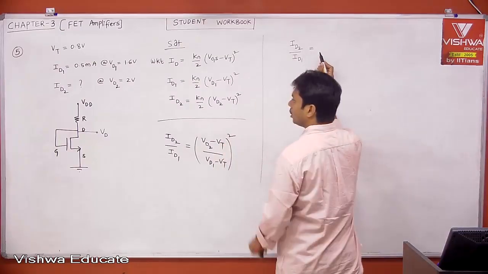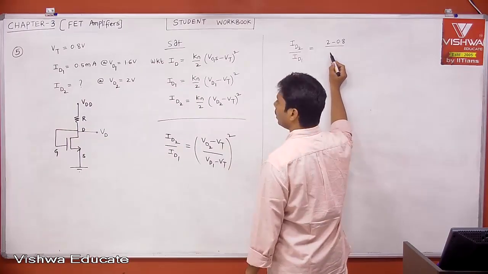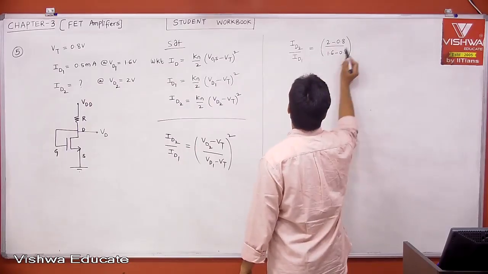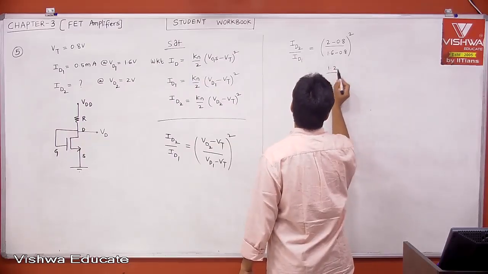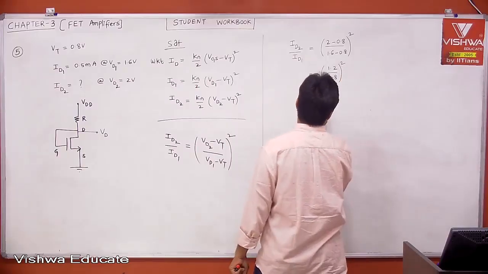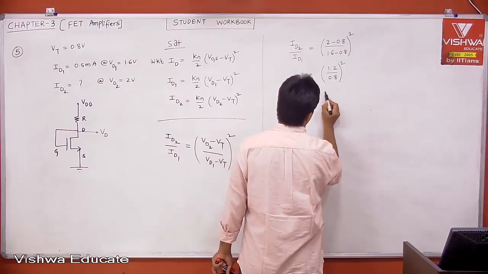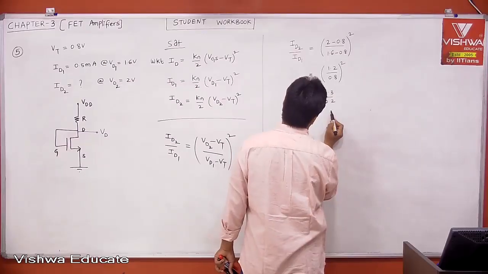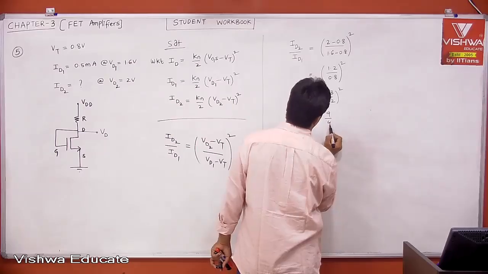is equal to (VGS2 minus 0.8) divided by (VGS1, 1.6 minus 0.8) whole square. What is 2 minus 0.8? 1.2. 1.6 minus 0.8? 0.8 whole square. What is this value? 0.3 divided by 0.2, right? Whole square. 3 by 2, which is 9 by 4.